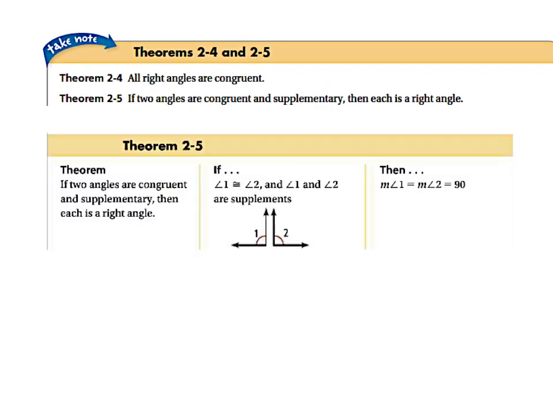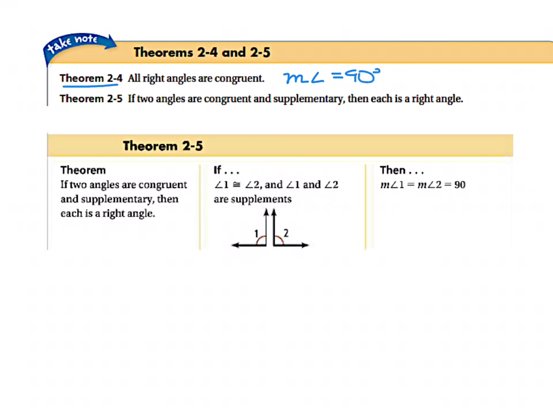So lastly here, we have two last theorems. And this is a theorem because it can be proven, but it's kind of common sense. All right angles are congruent. Since their measures are 90, that's going to mean they all have the same measure, so they're all congruent.